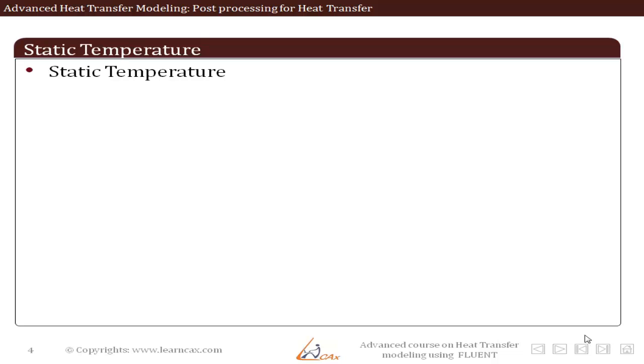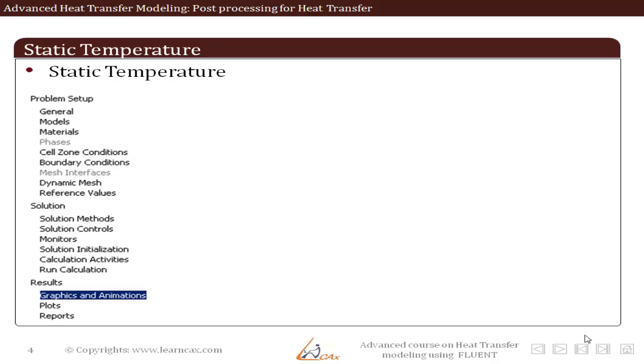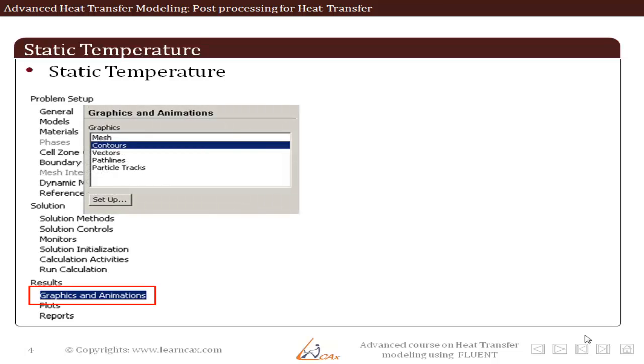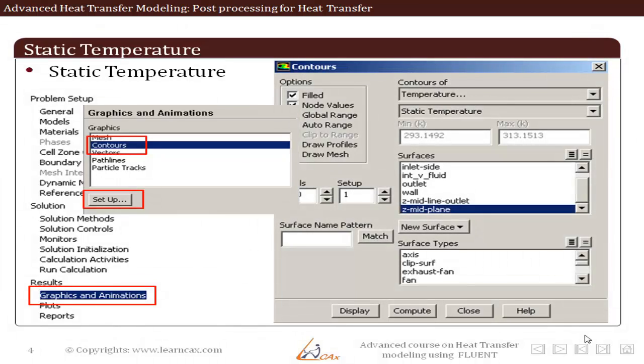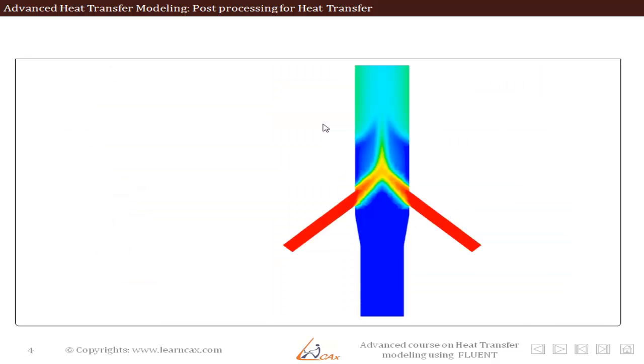First, let us see how we plot static temperature. For that, we have to go to Graphics and Animation in the Results tab. Then select Contours as the plotting option. Click on Setup. And then we have the Contours panel. In the Contours panel, we have to select contours of temperature and static temperature. Here, various options are there, like setting the range, surface on which we have to plot temperature values, type of surface, other plotting options like field, node values, global range and auto range. This is the example of a temperature plot.